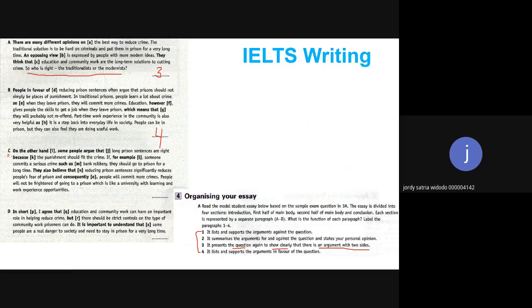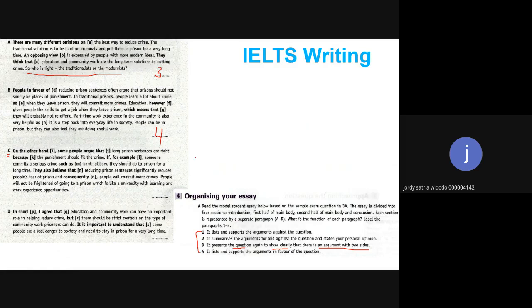On the other hand, some people argue that long prison sentences are right because the punishment should fit the crime. If, for example, someone commits a serious crime such as bank robbery, they should go to prison for a long time. They also believe that reducing prison sentences significantly reduces people's fear of prison, and consequently, people will commit more crimes. People will not be frightened of going to a prison, which is like a university with learning and work experience opportunities. Okay, so here is the thing.